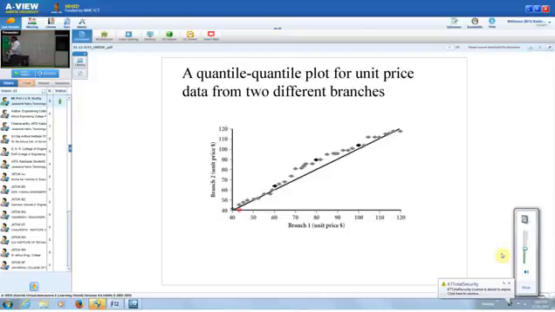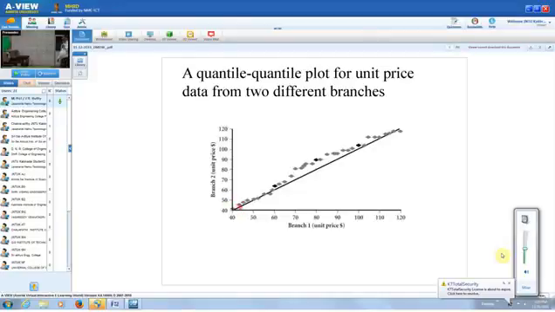You will take only 10 quantiles. Here, please remember, you should have identical quantiles in both the graphs. That is the base condition. Now what is this graph? For the first quantile point, suppose 43 is the branch 1 price, 45 is the branch 2 price. So 43 on x-axis and 45 on y-axis is the element.